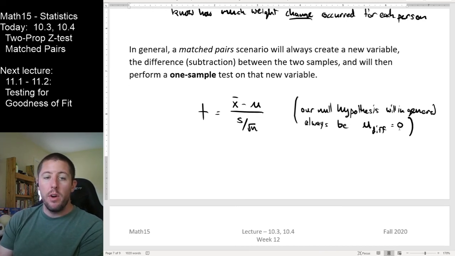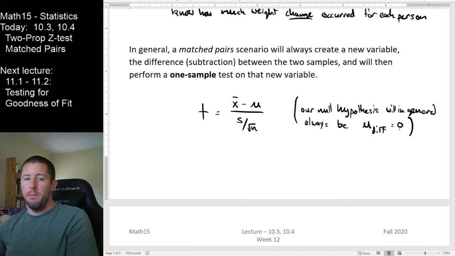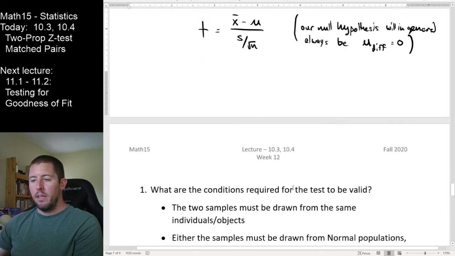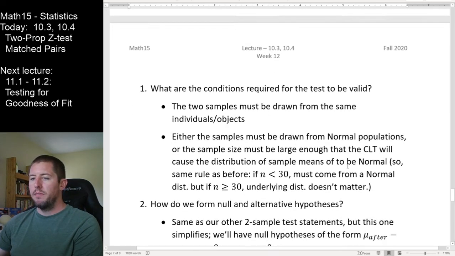We are always going to assume that our null hypothesis is that there is no difference. The difference is 0. So this is really just going to boil down to x bar over s over root n, and that's all we're ever going to get right there. So that's going to be pretty easy. This is going to be our simplest calculation for us, aside from the fact that we need to produce our own column of data here.